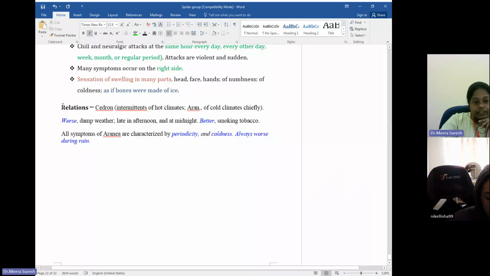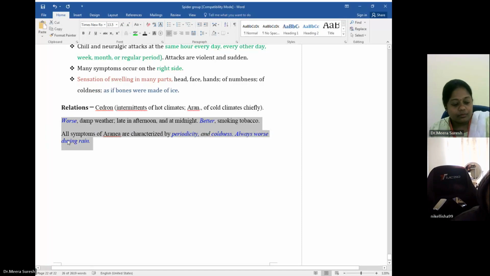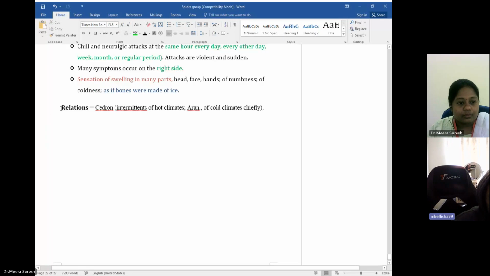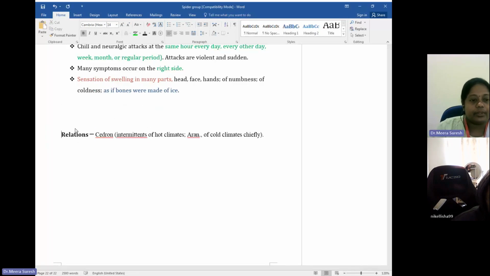Then in case of relations, this I just liked, that's why I kept it. If there is any intermittent complaint, especially during hot climate, we have one remedy, that is Cedron. And if it is an intermittent complaint during the cold climate, it is Arrhenia. Okay. Finish by that.